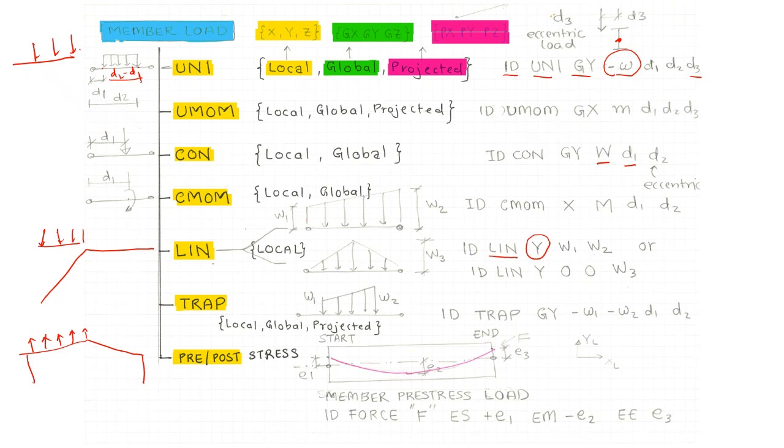If you want to apply a triangular load, then you keep W1, W2 as 0 and specify the value W3. Trapezoidal: at the beginning, at the end, D1 distance and D2 distance. And we can specify prestress also. So we have to specify eccentricity at the start, mid, and end.